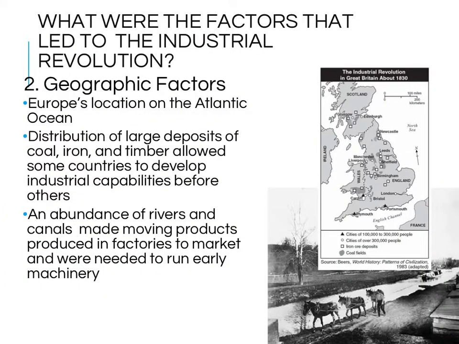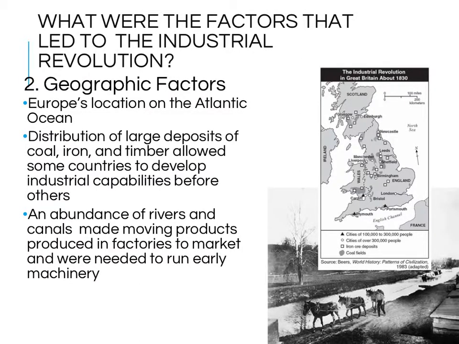Another thing that allowed the Industrial Revolution to develop was geography. It's important to note that the Industrial Revolution first began in Great Britain in the 1700s. Because Europe already had a location on the Atlantic Ocean, it allowed them to gain natural resources from a lot of different places that they could use in their factories. Britain in particular had large deposits of coal, which was burned to fuel steam engines, iron, which could be used to build machines, and timber.